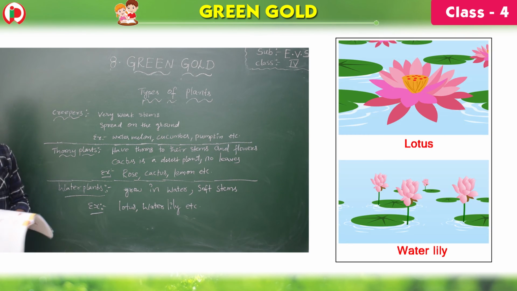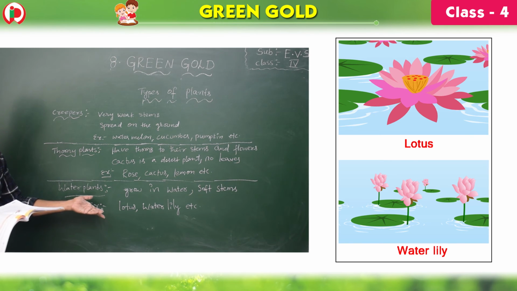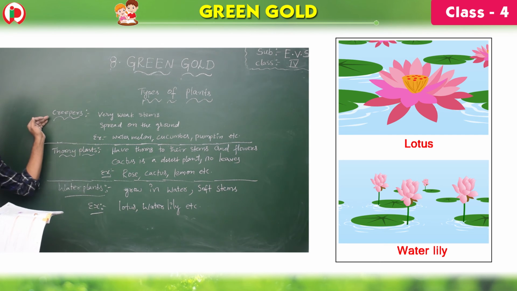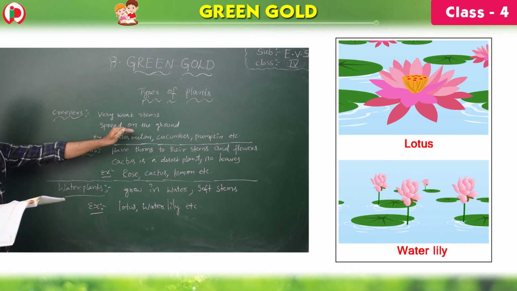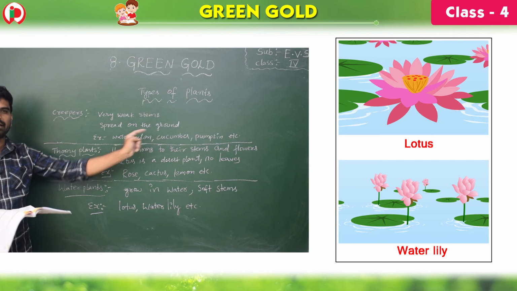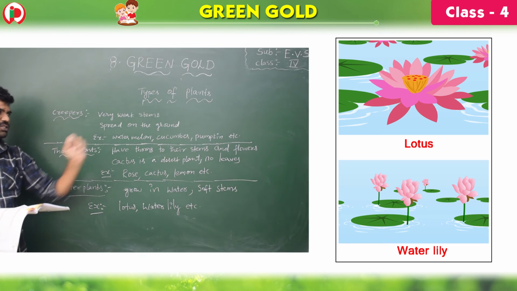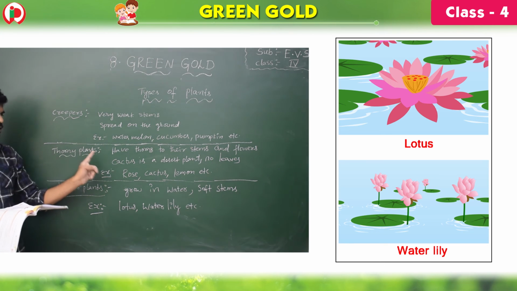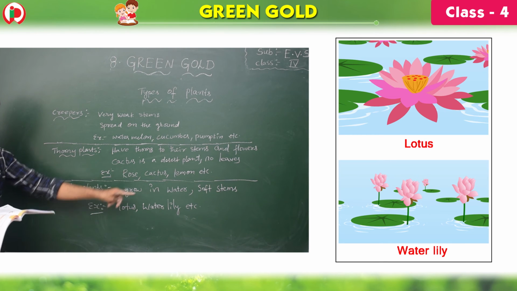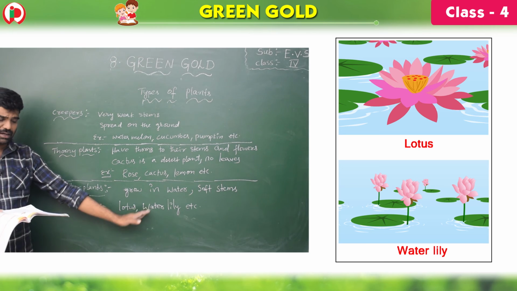Next one is water plants, children. The name itself tells that it lives inside the water. They have soft stems. These plants grow under the water, children. Best examples are water lily and lotus. To recall: creepers have very weak stems, spread on the ground, and can't stand erect. Examples are watermelon, cucumber, pumpkin. Thorny plants have thorns. Examples are rose, cactus, lemon. Water plants grow in water and have soft stems. Examples are lotus and water lily.